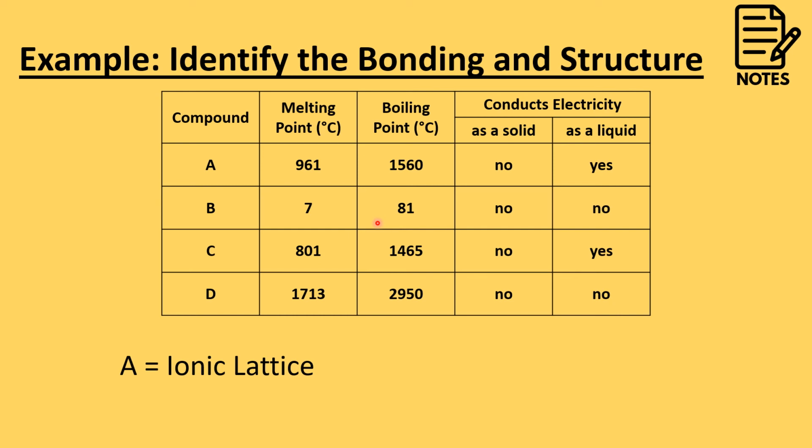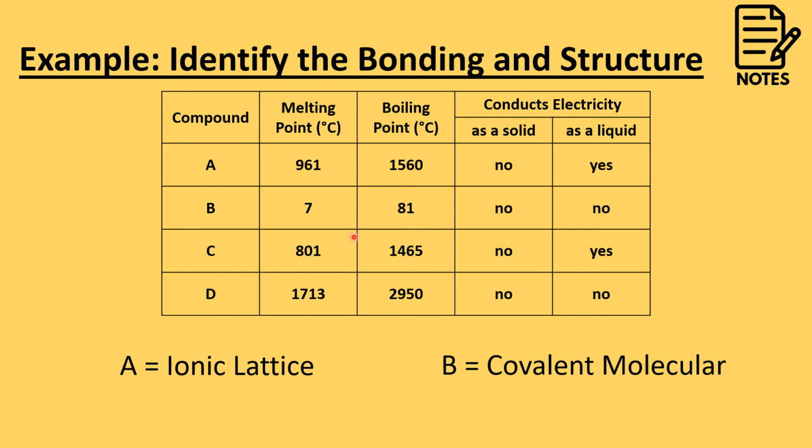So we're looking at the size of the numbers. A melting point of 7 degrees C, which is like a cold day outside, and a boiling point of 81 degrees C, which is like a nice hot cup of coffee. So those two temperatures are not very high at all. In fact, they're really quite low. And because they're low, what that tells us is that it is covalent, and the low temperatures tell us it is molecules. So B is covalent molecular.